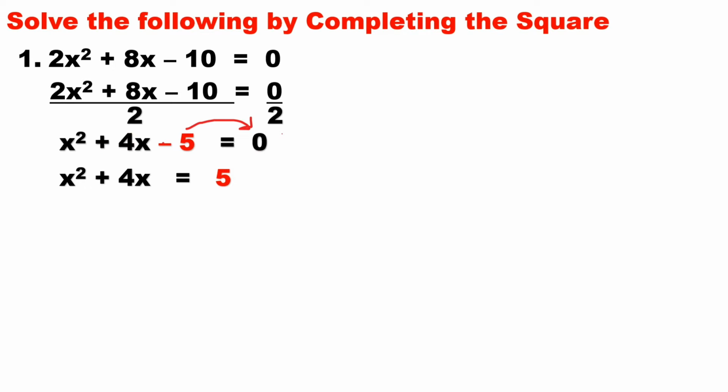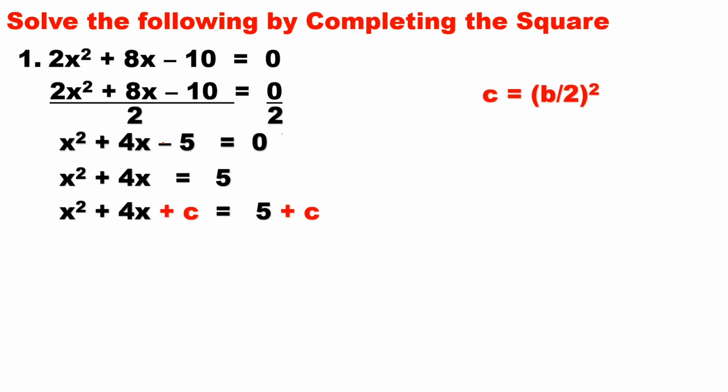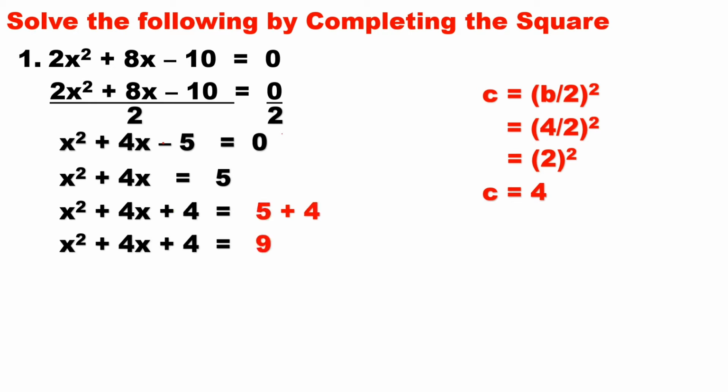Next, we will transpose the constant negative 5 to the right. From negative, it will become positive. Then, we will do the completing the square on the left side by solving its constant. To find the constant or c, it is quantity b over 2 squared. b is the coefficient of the second term, which is 4. So, 4 over 2 is 2. 2 squared is equal to 4. 4 will be added to the left and also will be added to the right.